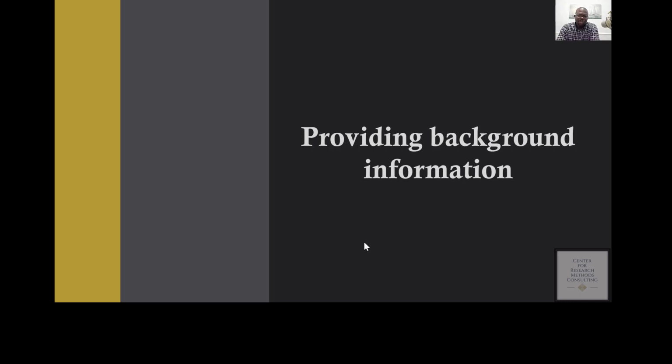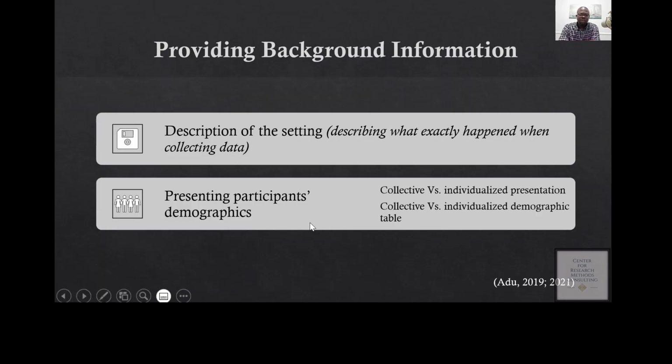So when you are presenting the findings, the first thing that you have to think about making known to your audience is providing background information. And in terms of background information, there are two main issues that you have to present. The first one is a description of the setting, and the second one is participant demographics, right? In terms of the setting, it's not required for you to provide a setting.